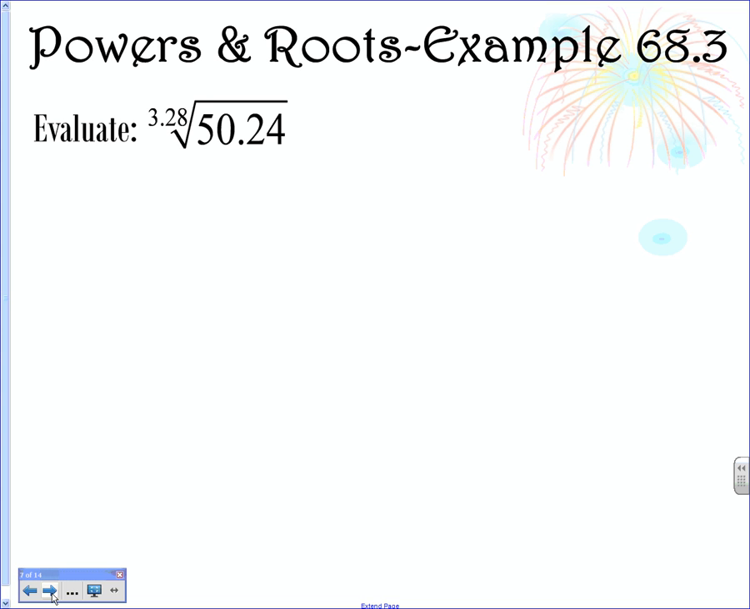A couple of different ways you can do this one. Have you seen that button on your calculator before? Okay, for the graphing calculators, you have to go to Math, and then you should see it. Okay, so what you have to do is put in the number that goes right here. What number goes right here? Okay, so type in 3.28, and then use that little button.